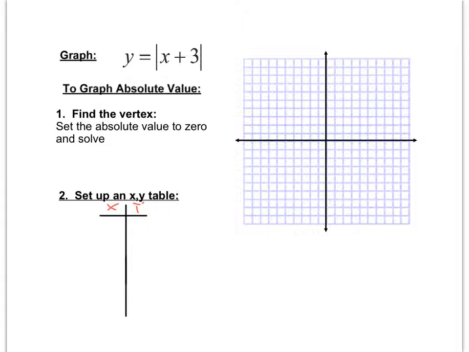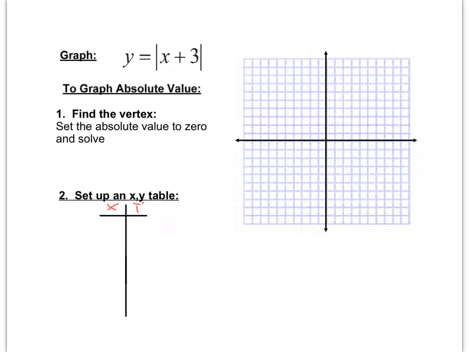Alright folks, I have lots of poems. One of my poems is, when in doubt, make an XY chart. In other words, when you make a graph and you're not sure what it's going to look like, you can always make an XY chart. When we make an XY chart of an absolute value function, the first thing you want to do is find where the vertex is going to be. And we're going to do that by setting the absolute value to 0. So we're going to do that right now.